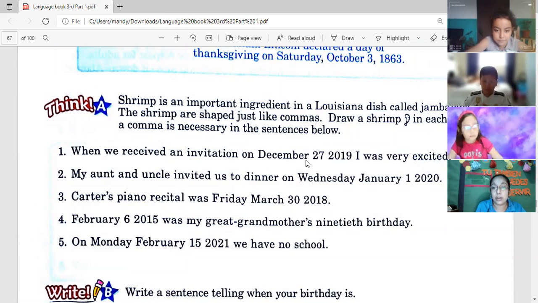When we received an invitation on December 27, 2019, I was very excited. So first, we draw the first shrimp after December 27, yeah? Then after 2019 we draw another one here. Usted se los va a dibujar bien bonitos, unos pequeños camarones parecidos a una coma. Se lo voy a encerrar en una caja. Similar a este, se lo va a dibujar usted.